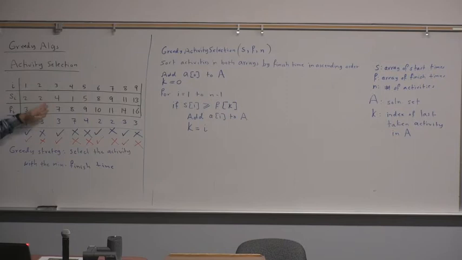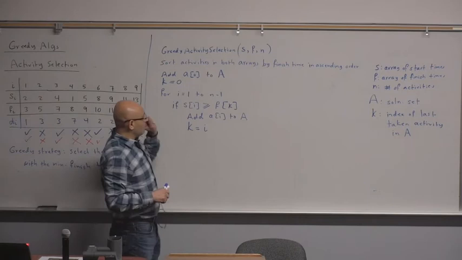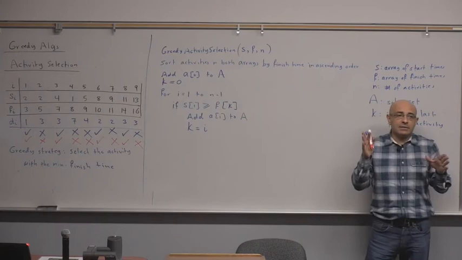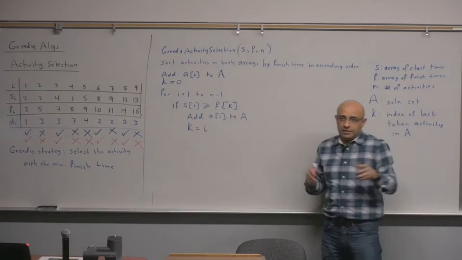So now the point here is that we only need to compare with the finish time of the last taken activity, because the finish time of the last taken activity is guaranteed to be the greatest finish time in the set of taken activities, right? Because they are ordered by finish time. So, any questions?